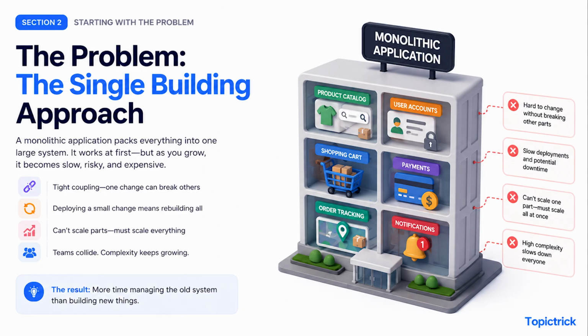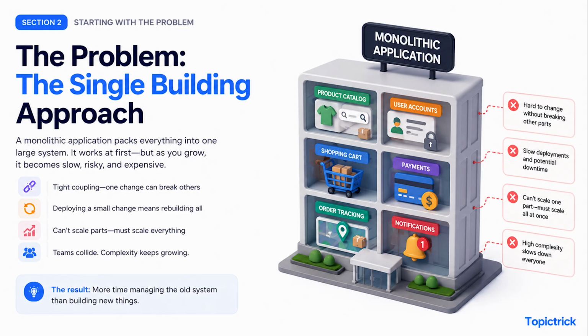Deploying a small update means the entire application has to be rebuilt and restarted from scratch, even if only 2 lines of code changed. That means potential downtime, and downtime means lost revenue and frustrated customers. And when traffic spikes, say during a big sale event, the only option is to scale up the entire application, even if only the payment processing system is under pressure. You cannot scale just the payment system. You have to scale everything, all at once. That is expensive and inefficient.